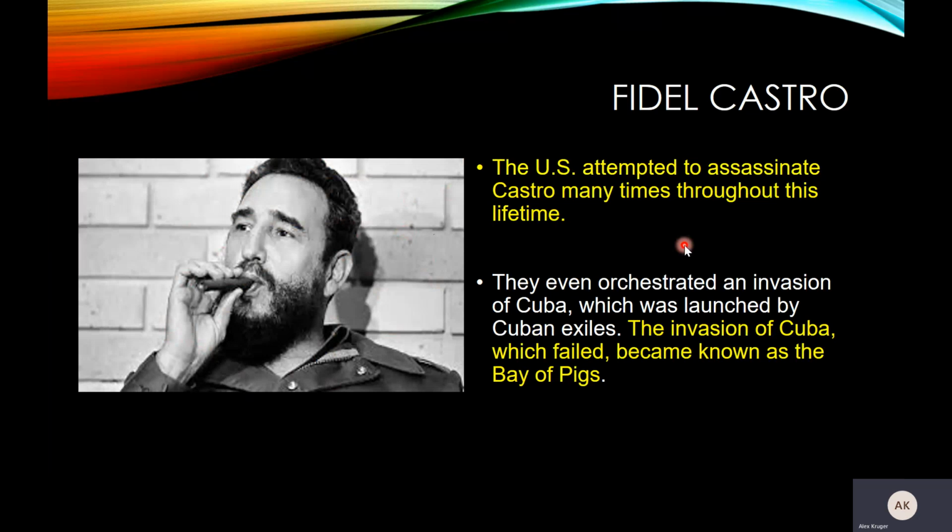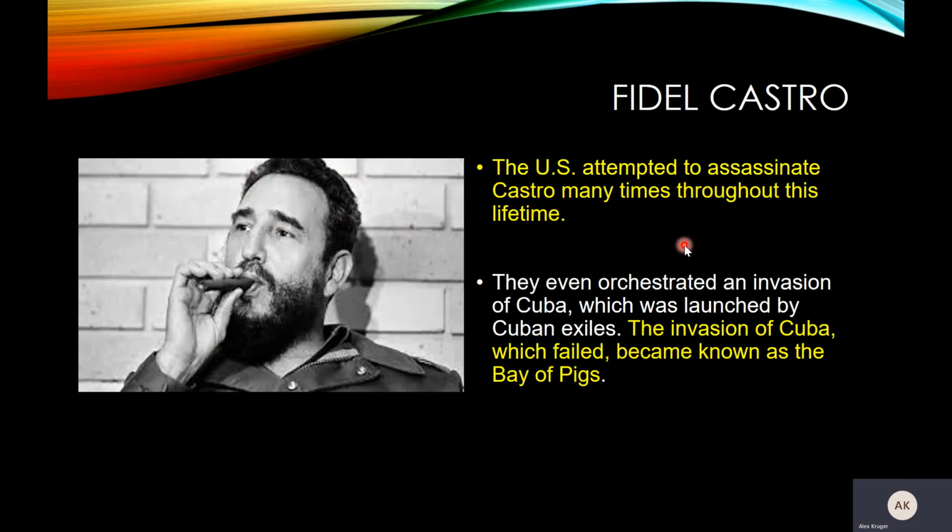There's a fantastic book about it. They would try to put poisonous pens in his pocket or have scuba diving gear be poisoned against him. They tried to send in women who would seduce Castro and then kill him. There's a bunch of crazy things that the CIA tried to do for a long time to kill him, and they never succeeded.